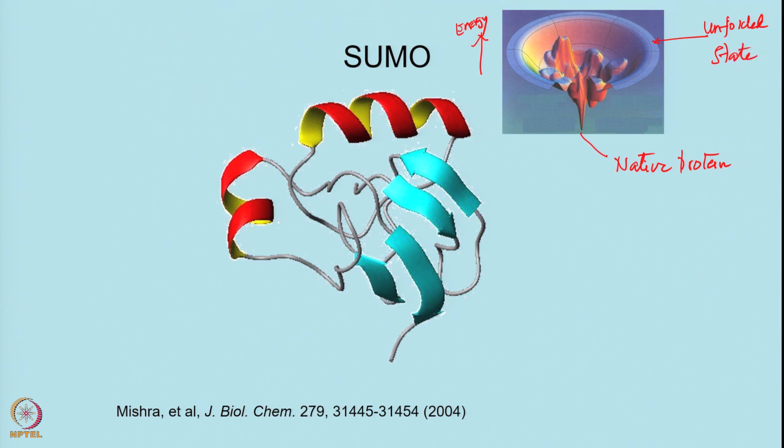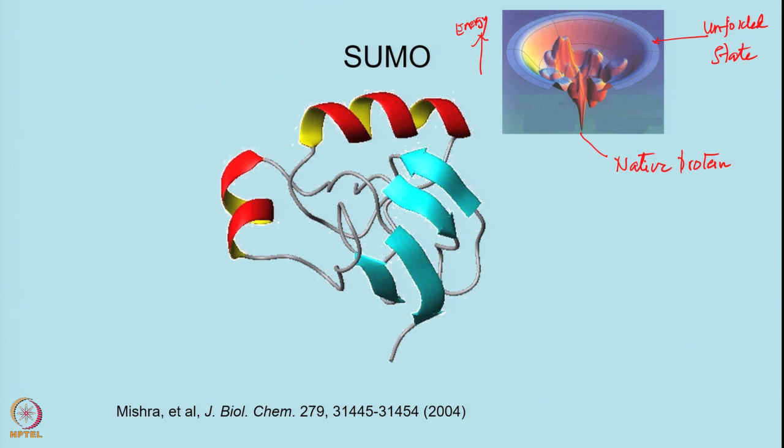In the unfolded state, you see the funnel is very broad on the top. What does it indicate? It indicates different degrees of freedom. The conformational heterogeneity is quite a lot, and that is all represented by the width of this funnel. It is so wide here; there are trillions of conformations for any particular protein. See how many conformations are possible.